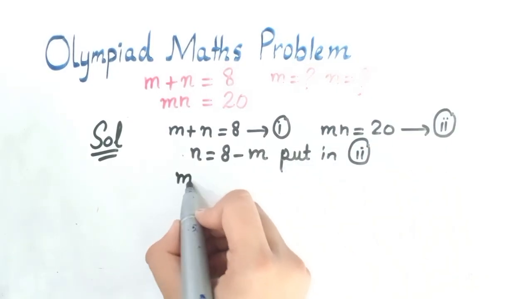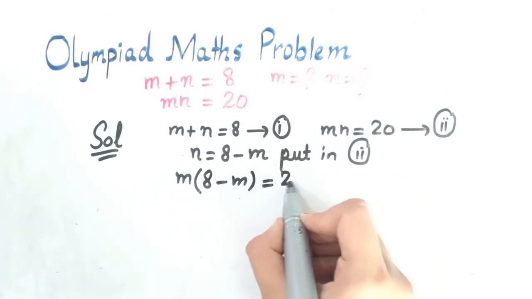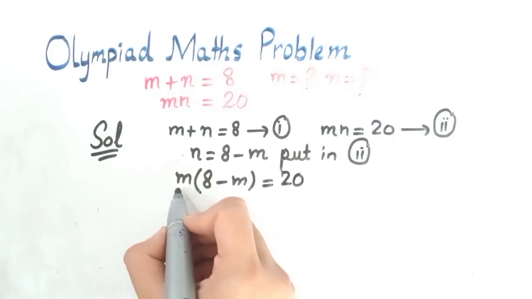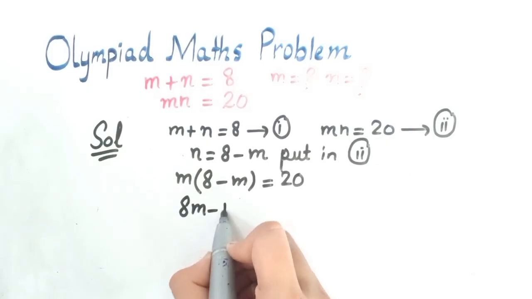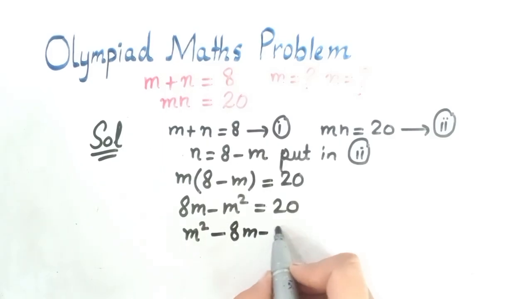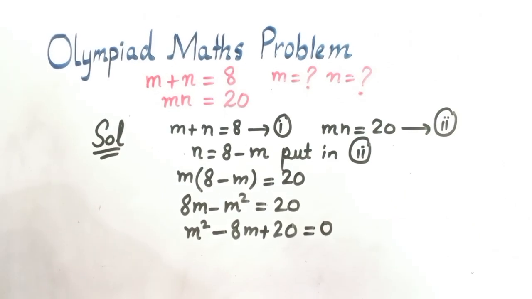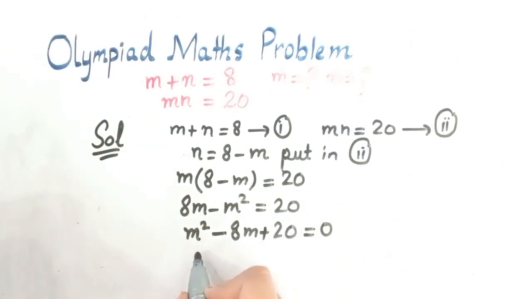So we get m times, in place of n we write 8 minus m, equals 20. Now solve this: we multiply, 8m minus m square equals 20. We get m square minus 8m plus 20 equals 0. Make the factors of 20 such that when added they give 8. Now we will apply the quadratic formula.